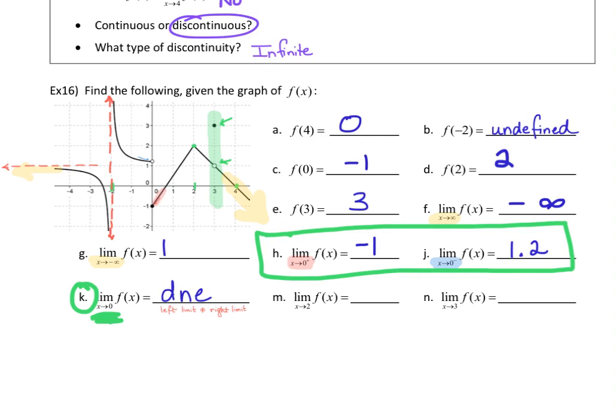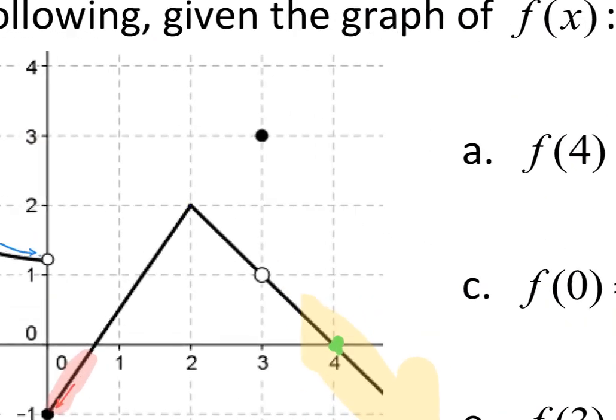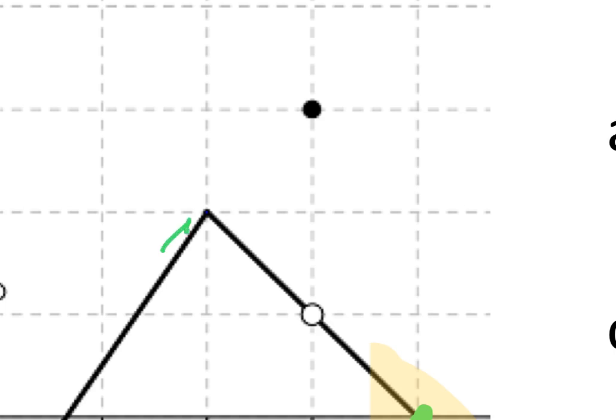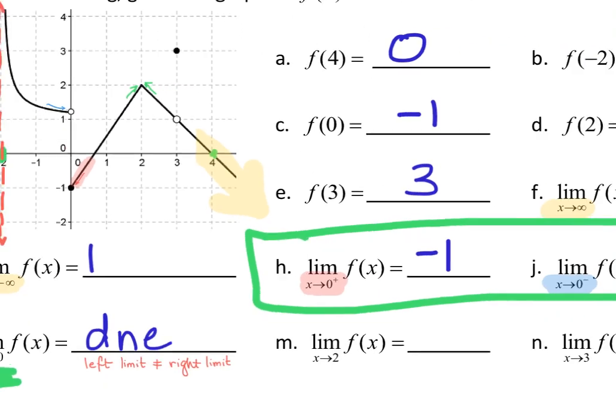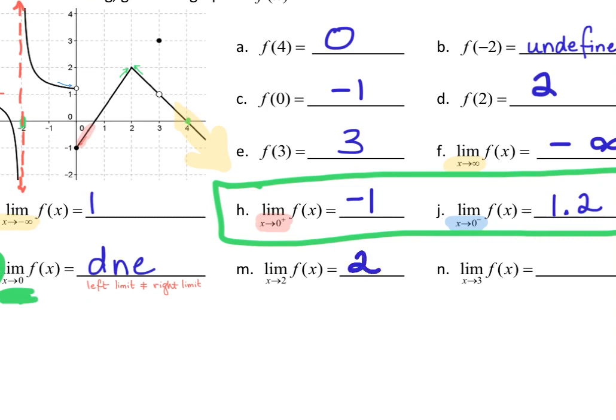The next two questions just ask for a general limit, not specifically right or left. And again, I'm going to go back and erase some of my scribbles. So number 2 asks about the limit as x goes to 2. And you should see that as x goes to 2 from the left, we're going to positive 2. And as x goes to 2 from the right, we're also going to the y value of 2. And so your answer for the limit as x goes to 2 is 2.